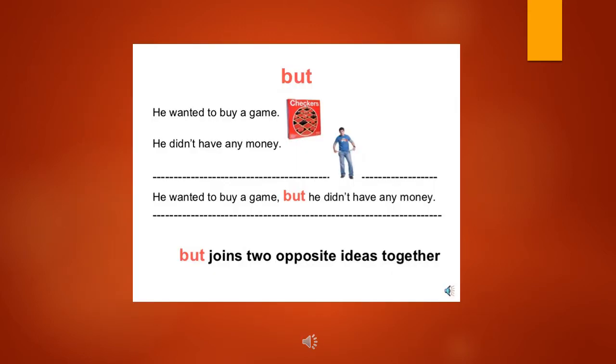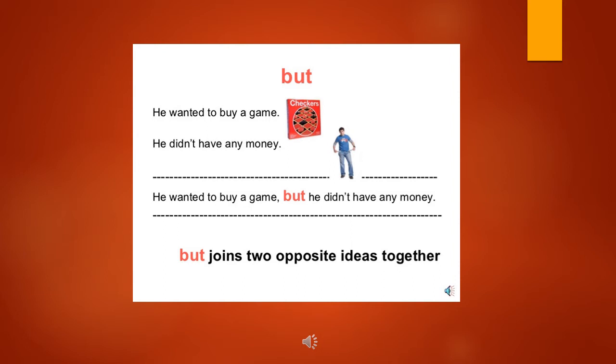Now comes the next conjunction, that is but. Sentence 1: He wanted to buy a game, and the sentence number 2 is he didn't have any money. Now using this conjunction word, we are joining these two sentences, two opposite ideas. So the sentence becomes he wanted to buy a game but he didn't have any money. So here but joins two opposite ideas.